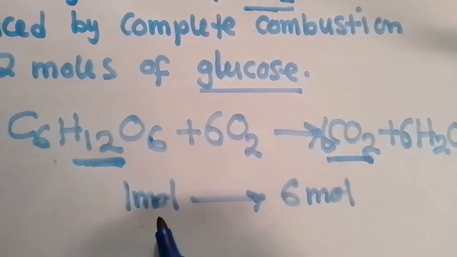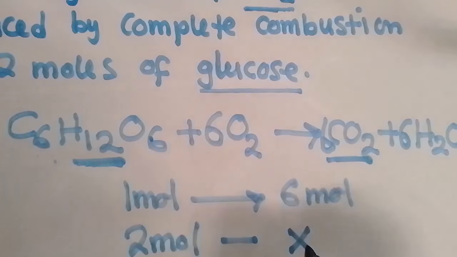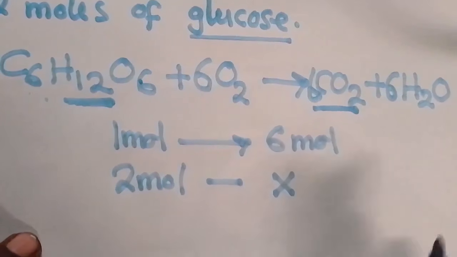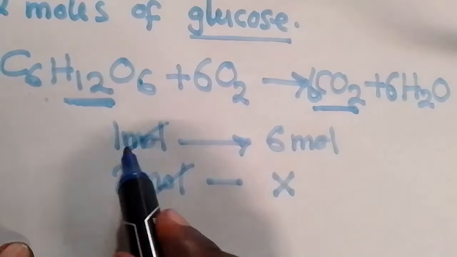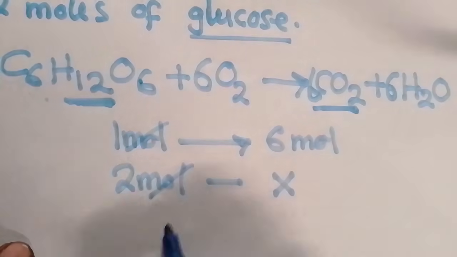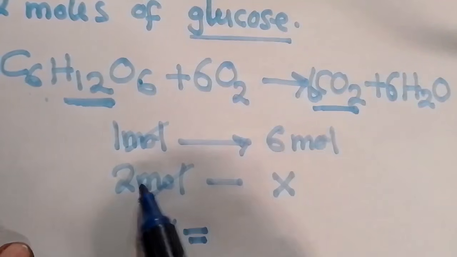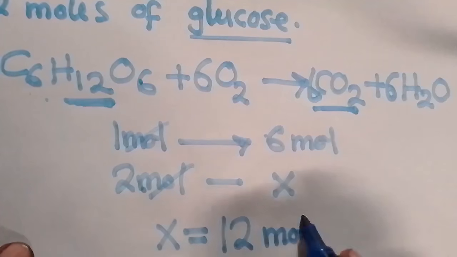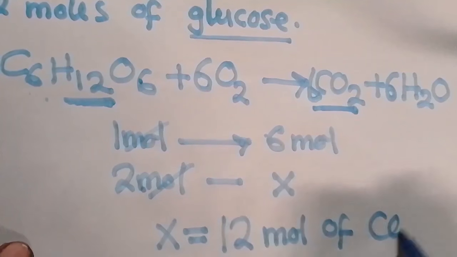Then how many moles are given for glucose now? It is 2. In the question, we are given 2 moles, equivalent to what? Equivalent to x. This is what you are going to do. From here now, you do what? You cross multiply. So this and that will be cancelled. 1 times x is x, which is equal to 2 times 6. It is 12 what? 12 moles of carbon dioxide.